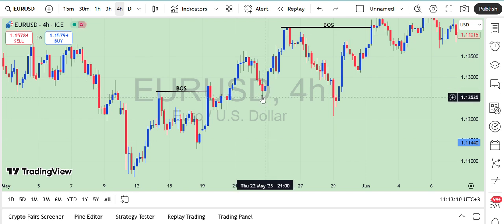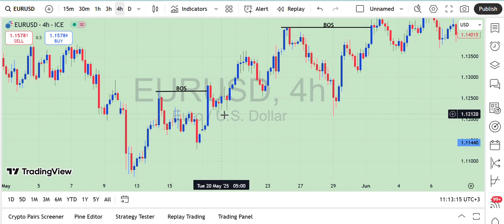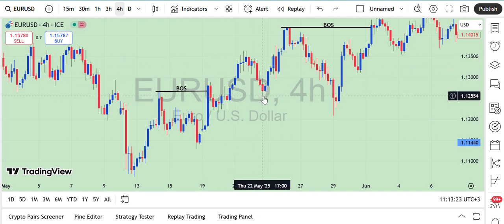So I knew this one here was going to be used as an inducement, and this one here also was going to be used as an inducement. So the first thing here: this is an inducement. First of all, it is not a complete pullback.